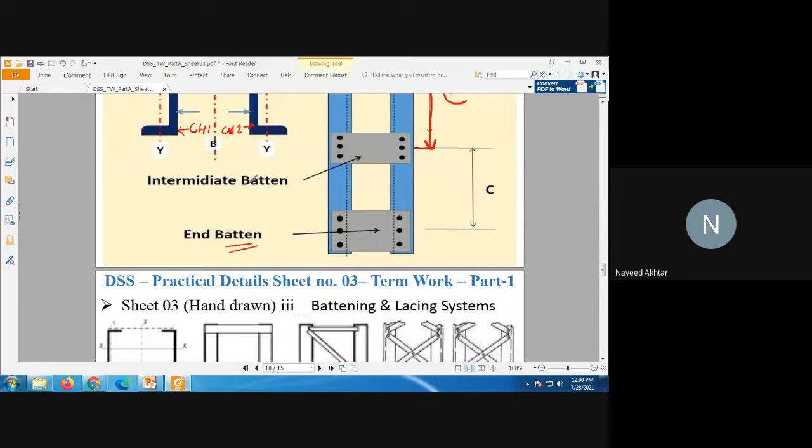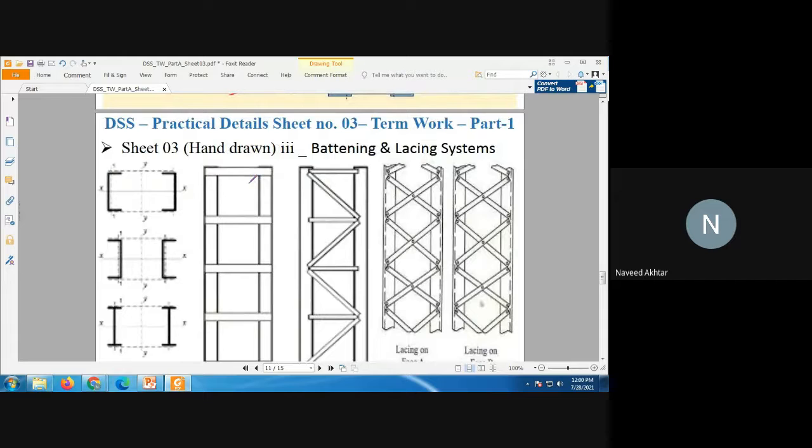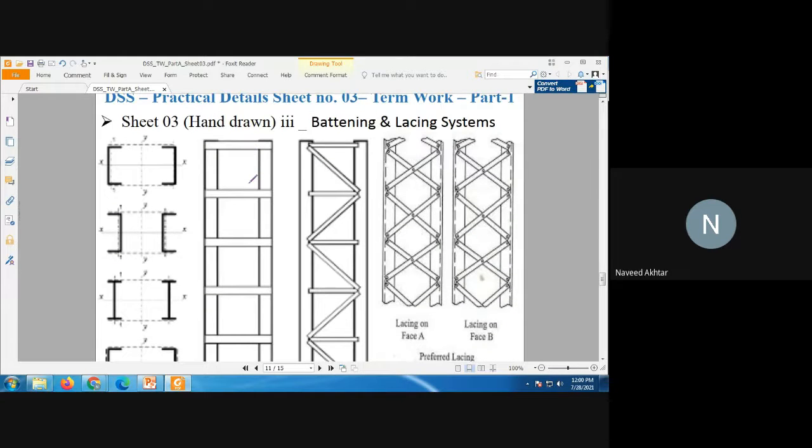Okay, so you can see here the practical details sheet number 3 of homework. Here you can see the two channels are facing each other, so you can say it is the face-to-face connection. Here two channels are backing each other; they may be called a back-to-back connection.